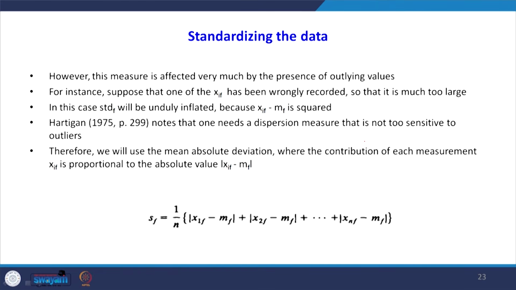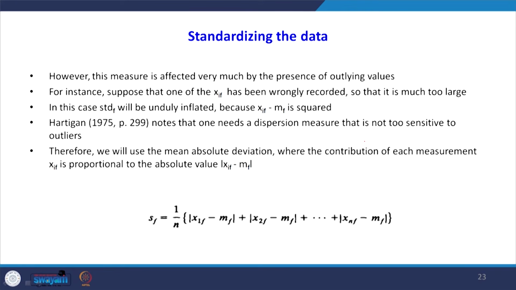However, this measure is affected very much by the presence of outlying values. The problem with this standardization is that if there are extremely large values or extremely low values, that affects the process of standardization.